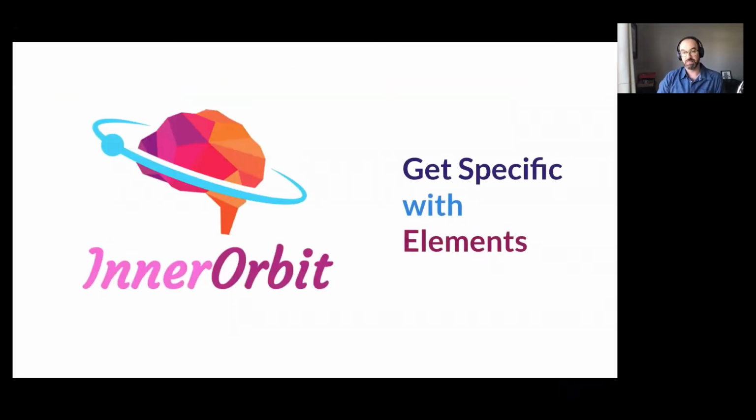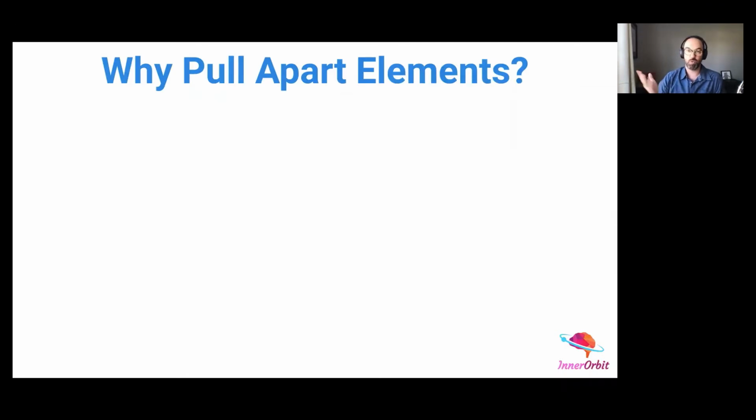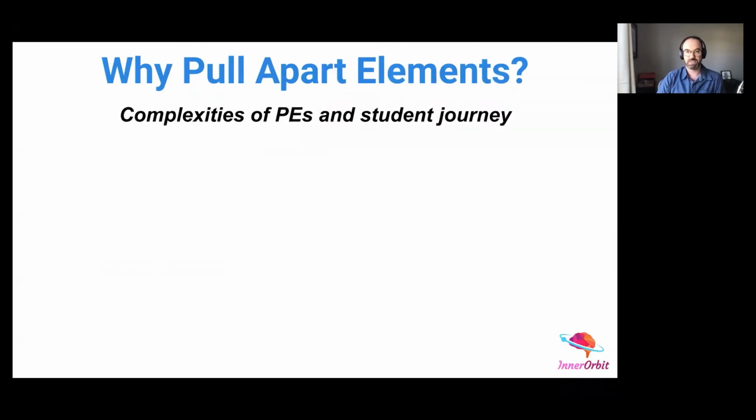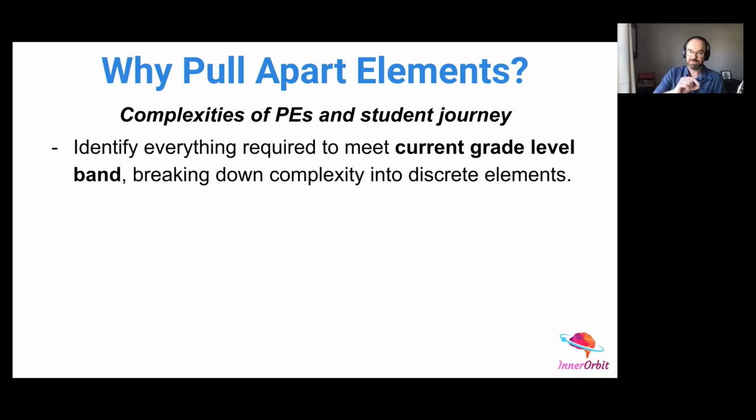Let's get specific with elements. We're going to pull apart the elements, and I want to explain why. The complexities of the performance expectations and the student journey are focal points in all of this. We want to identify everything that's required in the current grade level. And these are complex standards. They're literally multidimensional, and we're going to break them down into discrete elements so that we can start to assess and show progress towards that, and therefore, the lack of progress showing learning gaps within where we want students to go in their journey.